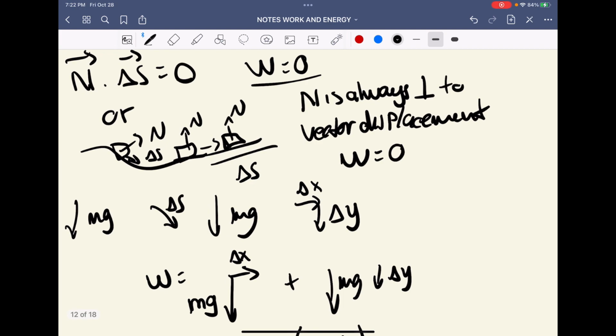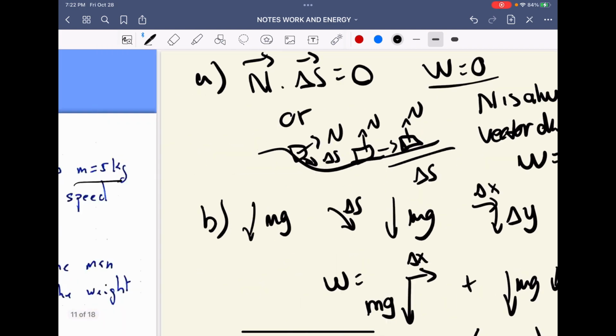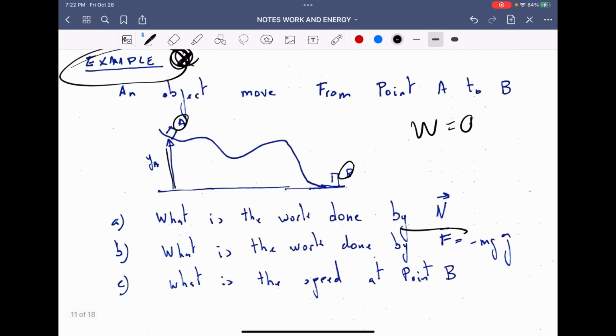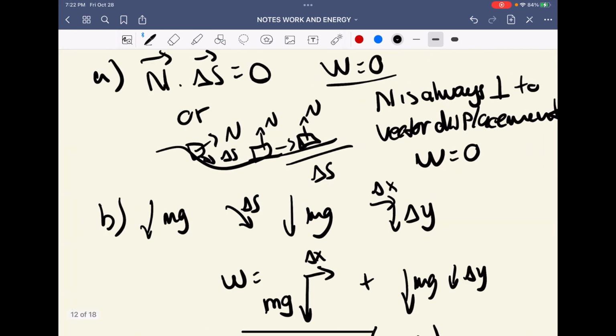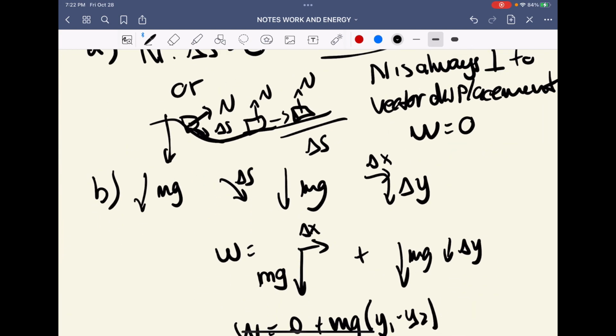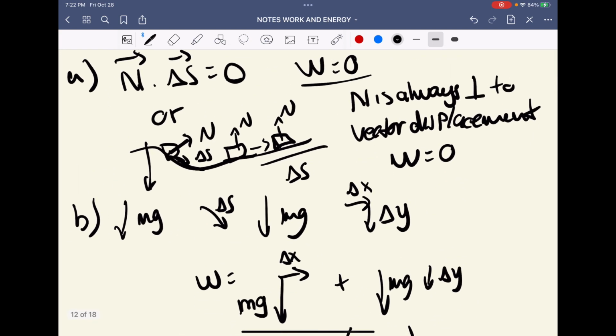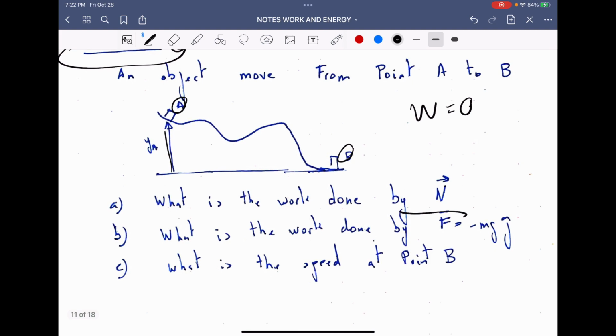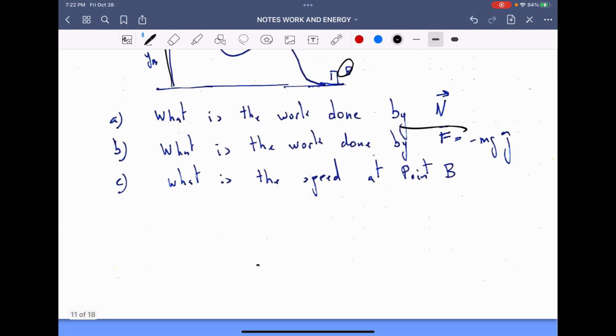And as always, it is perpendicular to the vector displacement. As we see here in the image, it's perpendicular to the displacement. So yeah, work's going to be 0. I think that's what it asks, right? Yeah, the work's going to be 0.